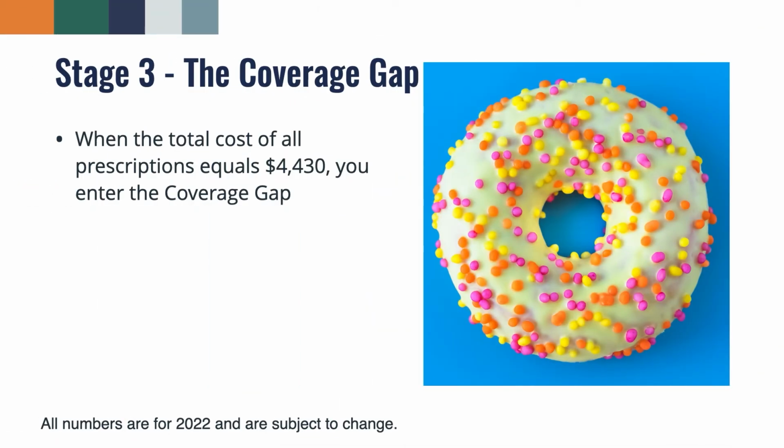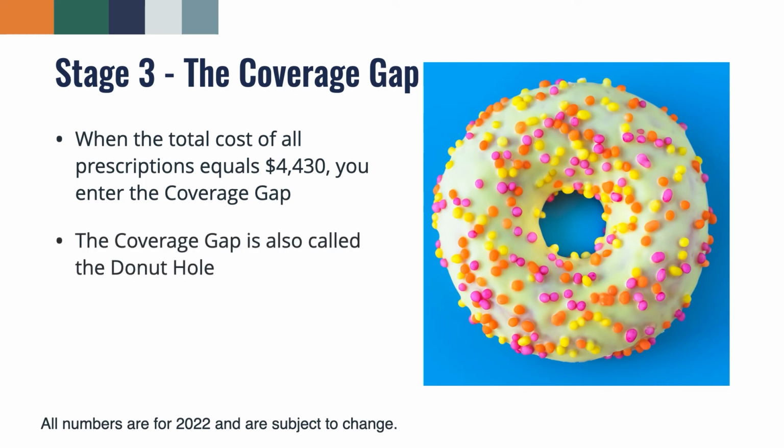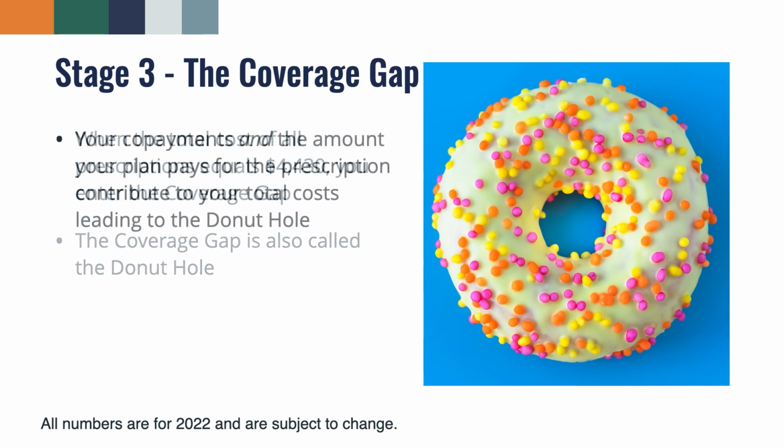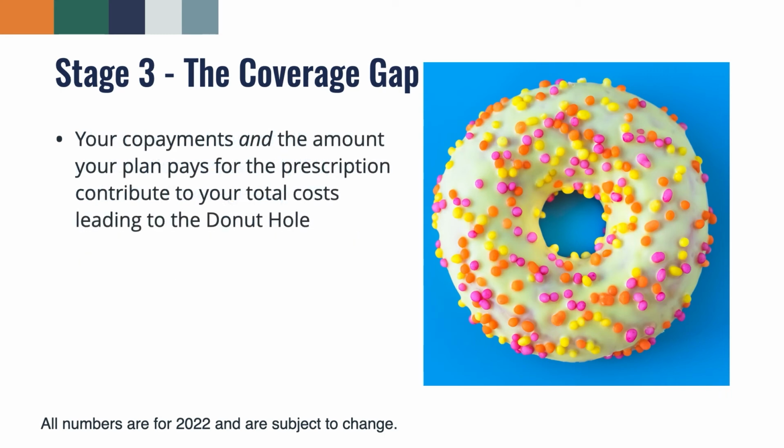A Part D plan may have as few as 3 tiers or as many as 5. The number of tiers depends on whether a plan has 2 tiers for generic drugs and or 2 tiers for brand name drugs. This will make more sense to you in just a moment. When the total cost of all prescriptions in 2022 reaches $4,430, you move into the coverage gap stage, which is the donut hole. Please remember that total cost of your share of the prescription, which is your copayment, plus the additional amount your plan pays for the prescription is what adds up to reach the donut hole. It is very important to point out that most seniors do not reach the donut hole.